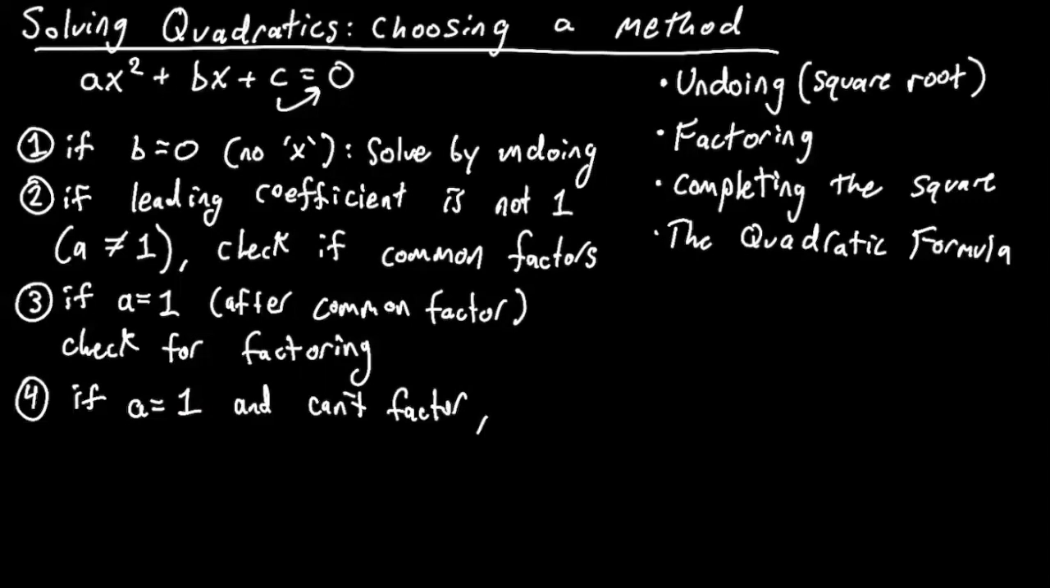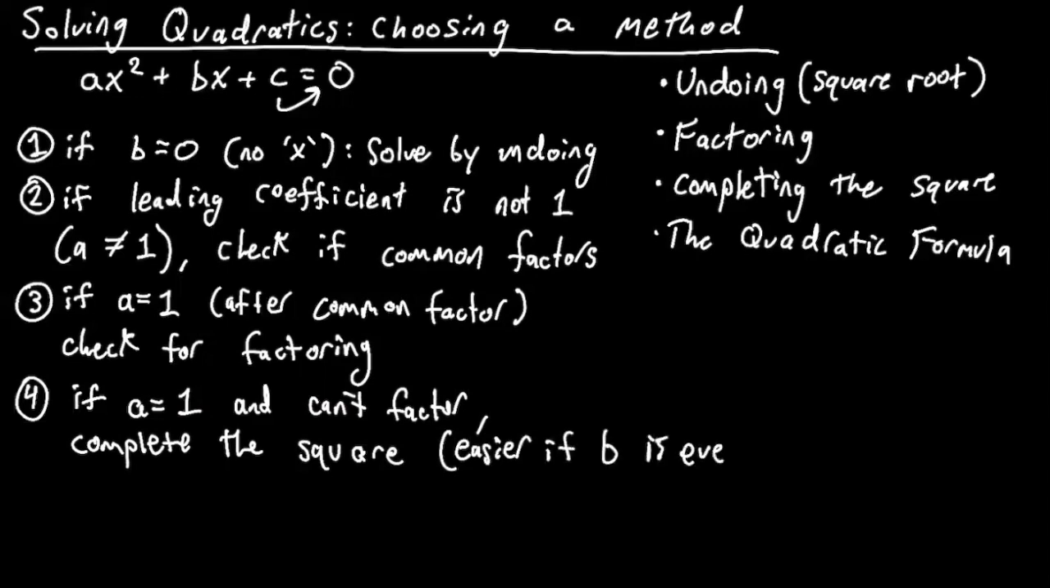If a equals 1 and we can't factor, then at that point, I would recommend completing the square. And one note is that completing the square is usually easier if b is even. That's because we're taking b, dividing it by 2, and squaring it. So if b is odd, like 3, we would get 1.5 squared, which is 2.25. So you'll be working with some decimals if it's odd. It's fine if it's odd, but it's going to be easier if our b value is even.